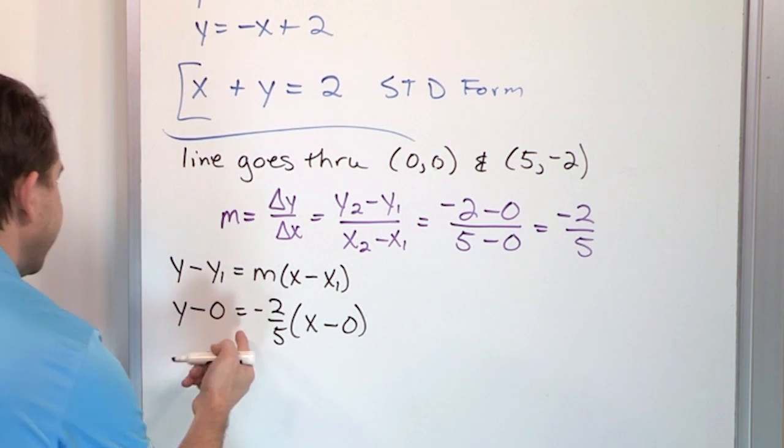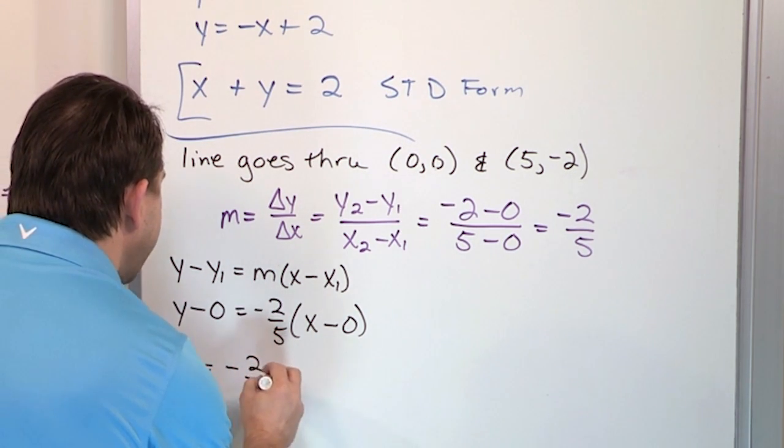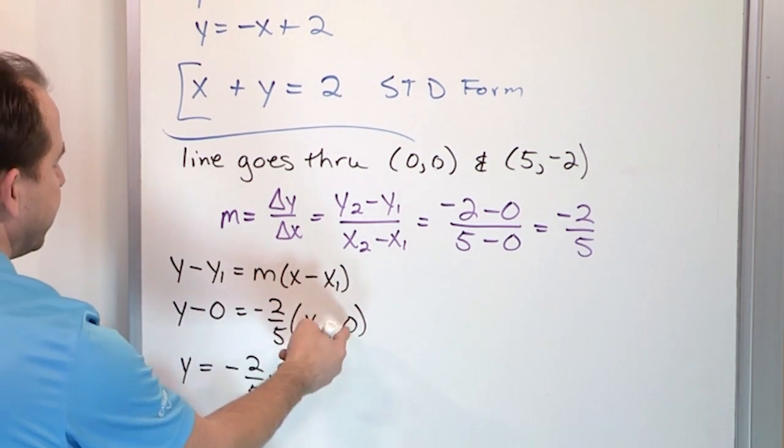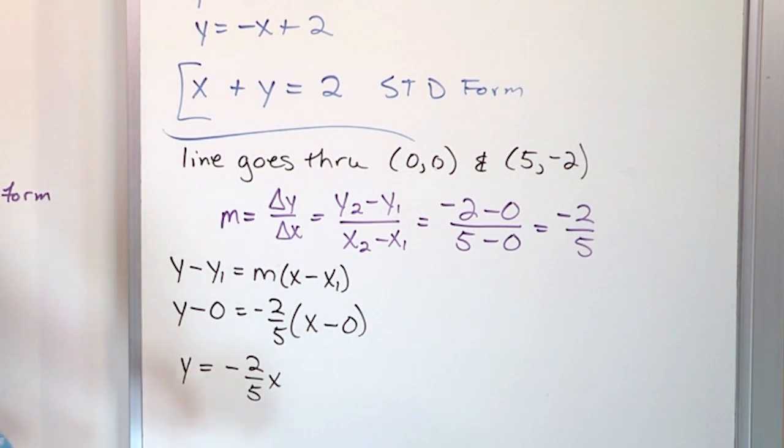All right? So on the left, I just get y. On the right, I just have negative 2/5 x. And then the 0 doesn't matter, because when I multiply and distribute in, it gives me 0. So this is not standard form, but it is the equation of the line. I could graph this if I want to.